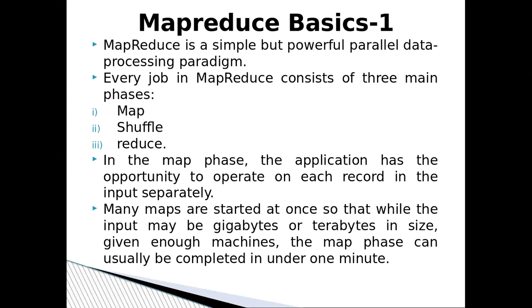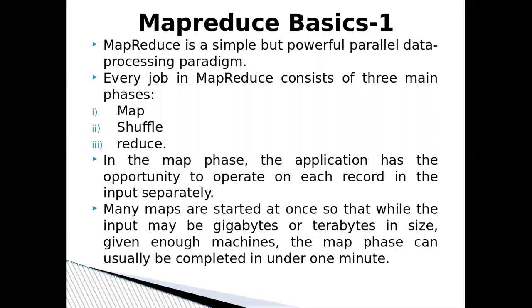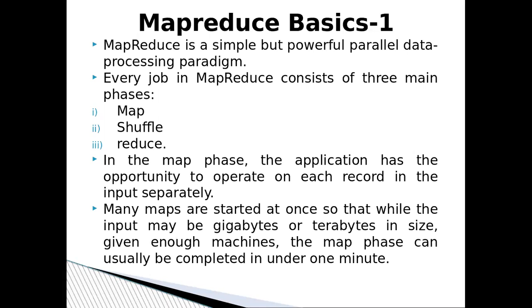MapReduce is a simple but powerful parallel data processing paradigm. It is a parallel data processing model, and every job in MapReduce has three main phases: the map phase, the shuffle phase, and the reduce phase. In the map phase, the application has the opportunity to operate on each record in the input separately. Many maps are started, hundreds and thousands of maps, so that while the input may be huge, gigabytes or terabytes, if we have a large number of machines in the cluster, our map phase can usually be completed in under 1 minute.